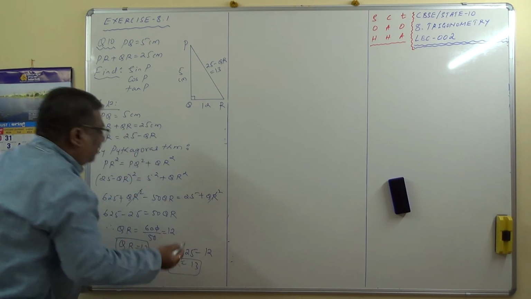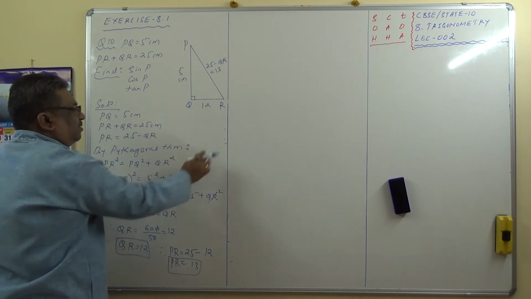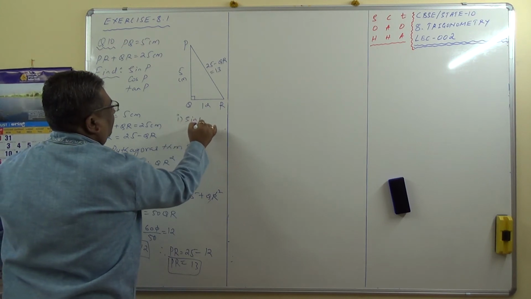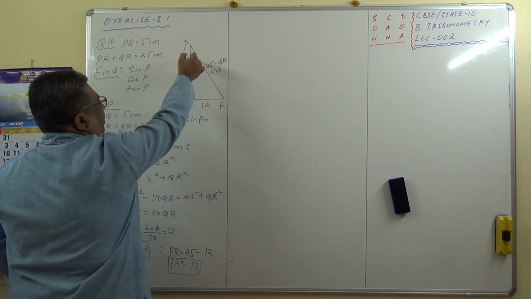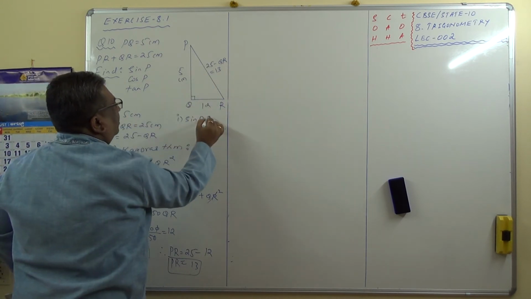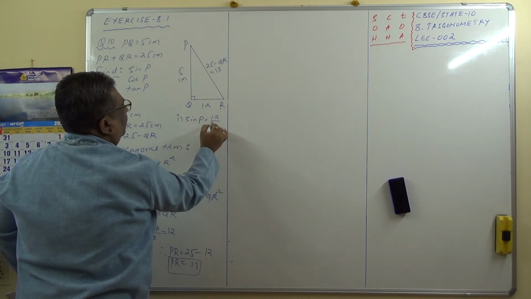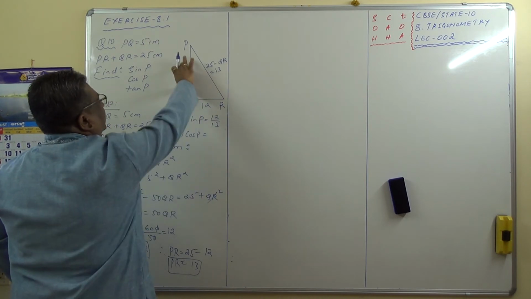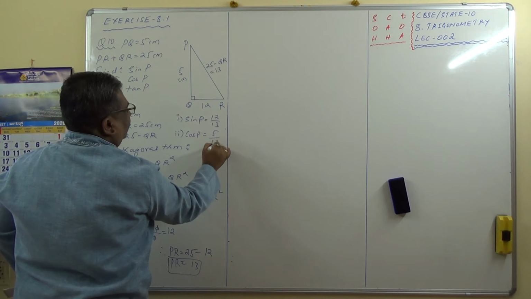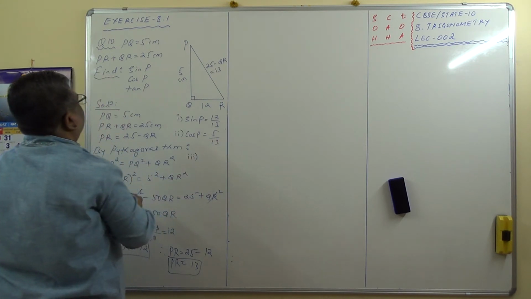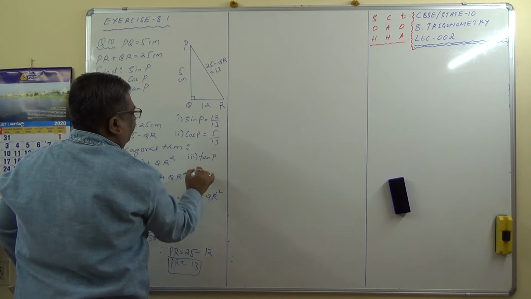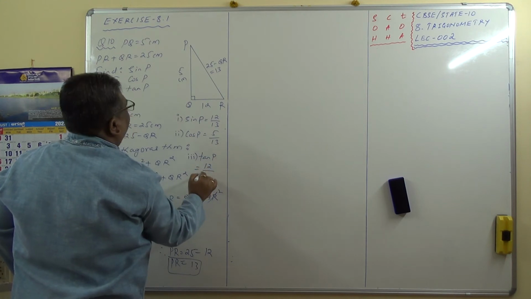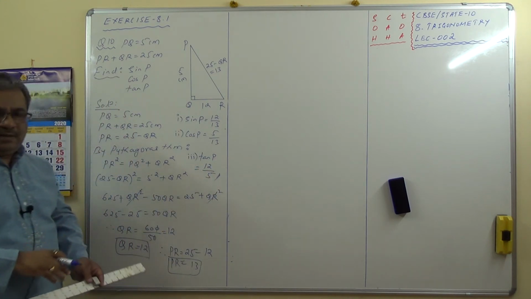Now we can find any ratio. Sine of P, here itself I'll solve. First one, sine of P equals opposite by hypotenuse, 12 by 13. Second one, cos P, adjacent by hypotenuse, 5 by 13. Third one, tan P, tan of P equals opposite by adjacent, 12 by 5. That should be the answers.